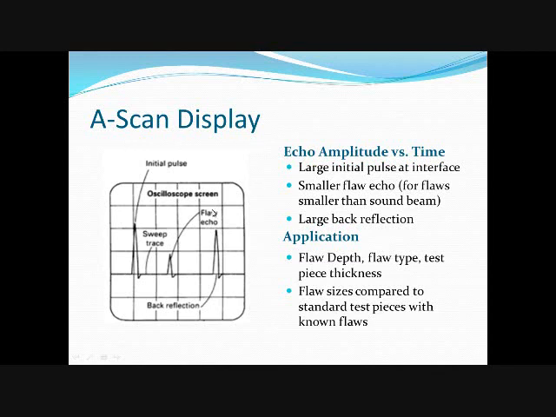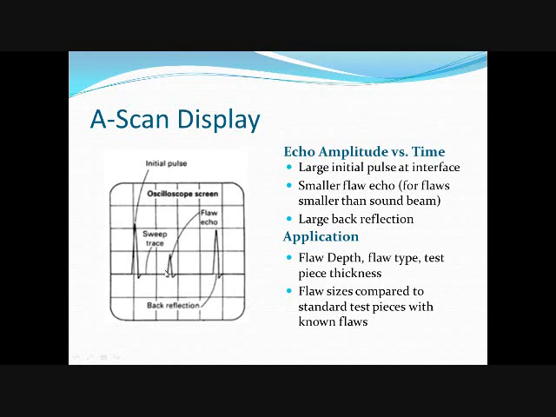On the A scan, which is typically viewable on an oscilloscope screen, you will have the plot of echo amplitude versus time. On a typical screen you will see a large initial pulse from when the transducer begins to read the response from the test piece. If a flaw is encountered, you'll typically receive a smaller echo if the flaw is smaller than the sound beam. And then finally you will get a large back reflection from the back wall.